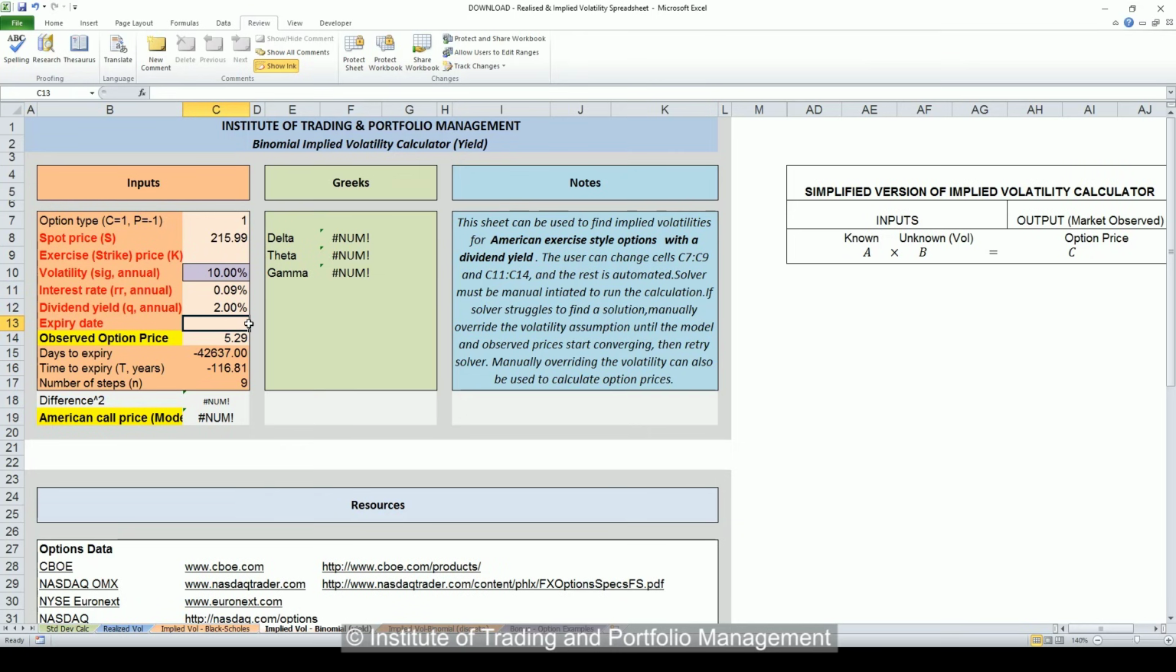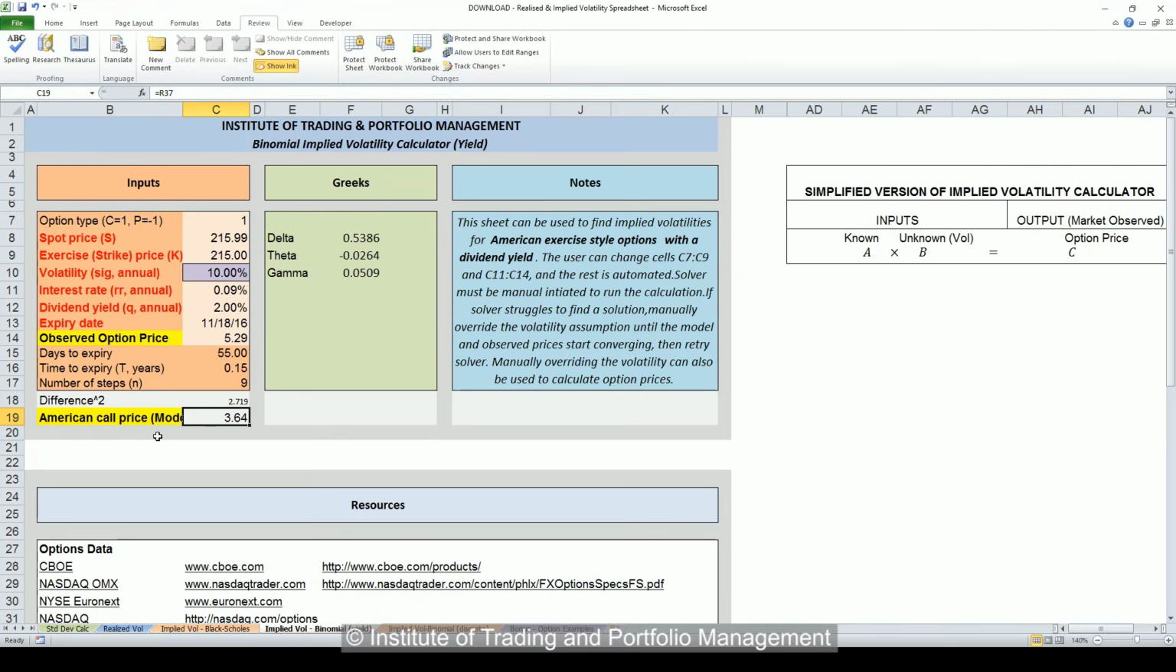Expiry date was the 18th. And the exercise price was 215. And what you'll find is once you've put in all those inputs, the model price comes up with a value because it has enough inputs to actually calculate an option price. Okay, so that's 3.64.